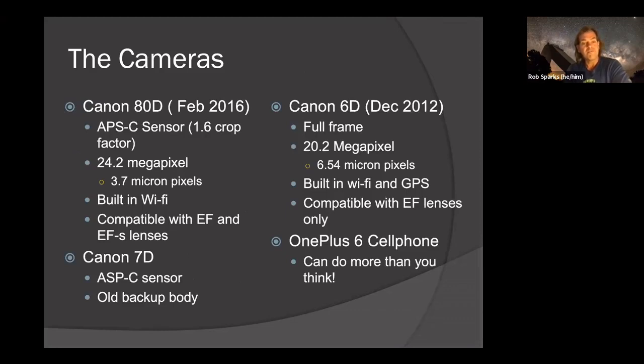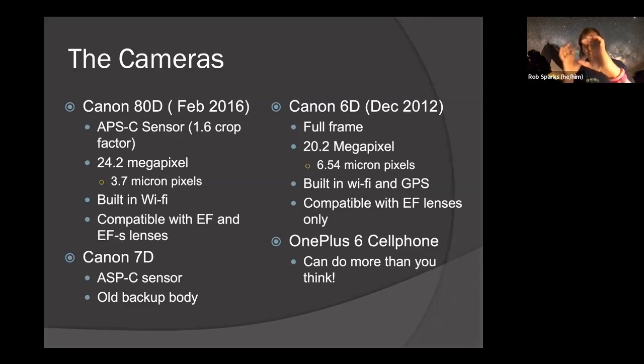So, most of what I do, I have 2 main cameras I use. A Canon 80D, which came out in February of 2016. It's a crop sensor, 1.6 crop factor, and I'll talk about crop factors here. I want to talk about the full frame camera as well, and the difference between them. 24.2 megapixels, 3.7 micron pixels, so fairly small. Compatible with EF and EFS lenses.